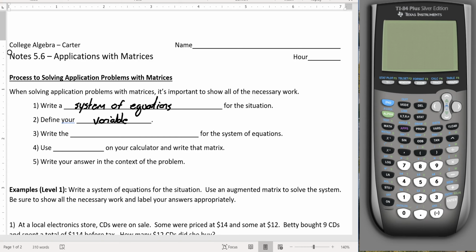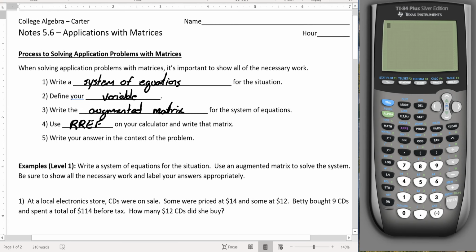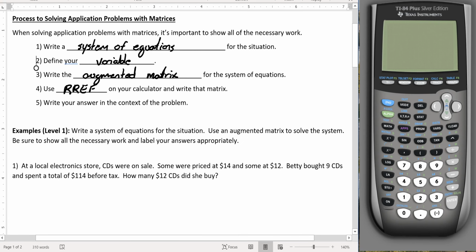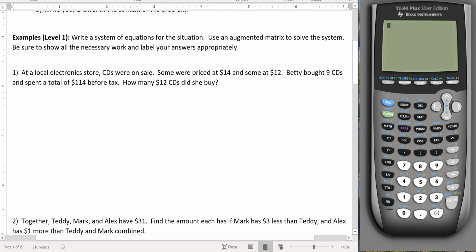Next, we're going to write the augmented matrix of the system. Then we're going to use our calculator to solve it with RREF. And then we'll write our answer in the context of the problem. Context of the problem doesn't mean a full sentence, but it does mean we're not writing a coordinate pair or anything like that. So let's look at number 1 here.